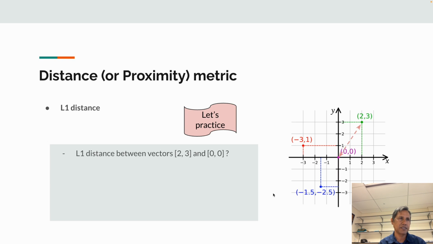You can do some practice. What is the L1 distance between 0, 0 and 2, 3? So it should be 2 minus 0 and 3 minus 0. Take their absolute values and then sum. It should be 5, okay? What would be the L1 distance between 2, 3 and minus 3, 1? Let's try. It would be 7, okay? So that's the general idea of L1 distance.